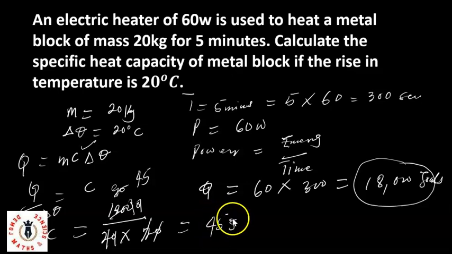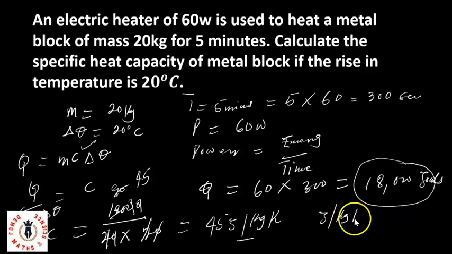45 joules per kg. It is worth noting that the SI unit for specific heat capacity is joules per kg per Kelvin, while the SI unit for heat capacity, not specific, is joules per Kelvin. When it becomes specific, like I made mention initially, we talk about it in terms of per kg.